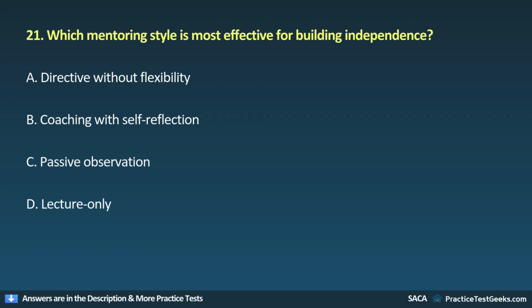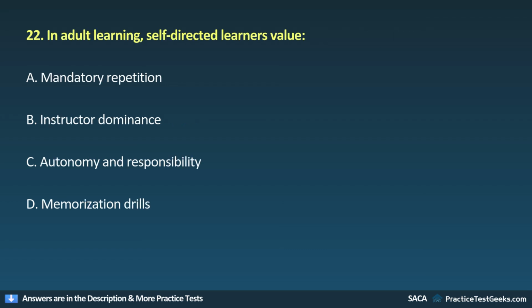21. Which mentoring style is most effective for building independence? A. Directive without flexibility. B. Coaching with self-reflection. C. Passive observation. D. Lecture only.